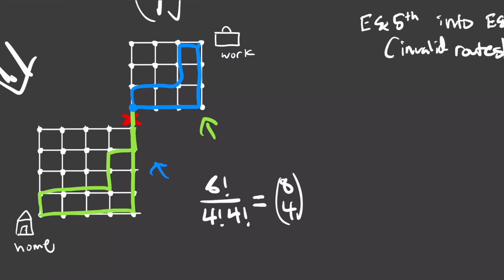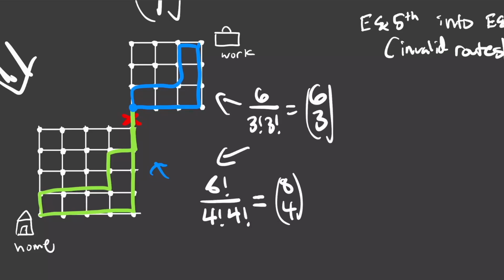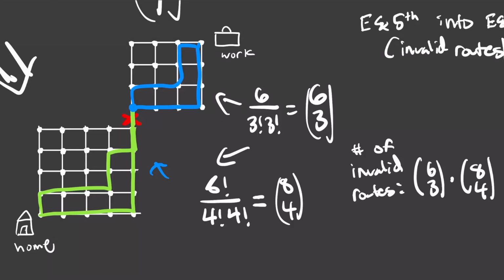And now for the top part, it's also going to be the same story, right? We have 1, 2, 3, 4, 5, 6 places, and we're going to end up dividing it by 3 factorial, 3 factorial. So this is also 6 choose 3 by the same logic as down here. So for the number of invalid routes, we're going to have 6 choose 3 times 8 choose 4. This is 20 and this is 70. So when we multiply them together, we're going to get 1400.